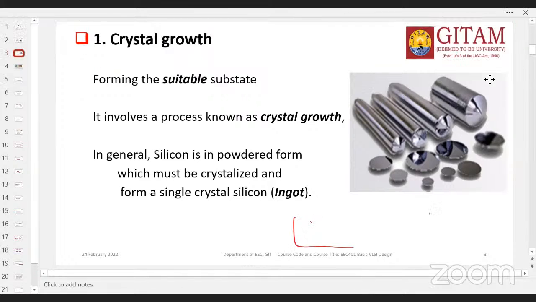Okay. So we have to take powdered silicon. We need to melt this silicon in order to form a liquid. After that, we use some puller here and drag upwards. Therefore, what will happen? When it enters the air, it will be solidified. The liquid is converted into a solid. So the powdered form is converted into liquid form, and the liquid form is again converted into single crystal silicon. So this is called single crystal silicon. Normally we call it an ingot.